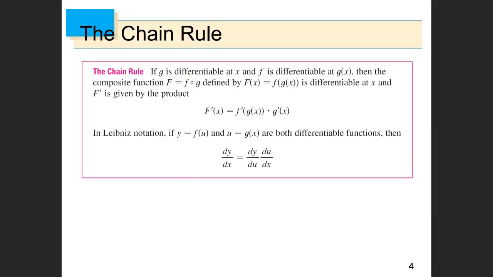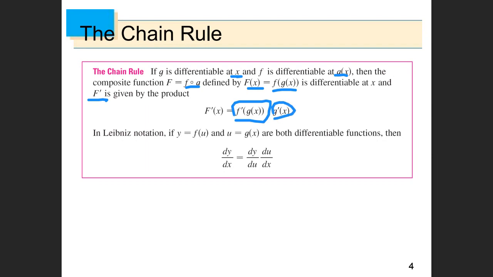So what does chain rule say? Theorem says if g is differentiable at x, so g has to be differentiable at x, and f is differentiable at g of x, then the composition capital F equals f of g, defined by F of x equals f of g of x. If you take note, g of x is going inside of f. All right. That's what composition means. The right function is going into the left function. So that composition is differentiable at x, and F prime is given by this. How do we get F prime? You start by differentiating the outer function, and then you say times the derivative of the inner function.